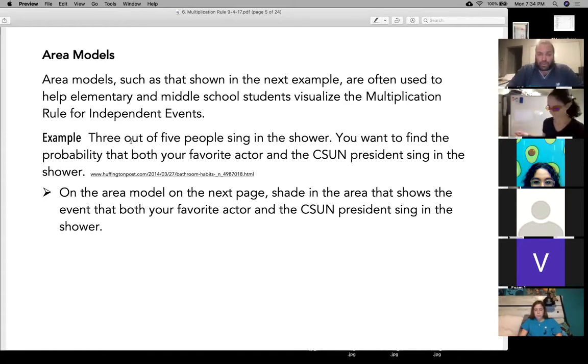Example: 3 out of 5 people sing in the shower. You want to find the probability that both your favorite actor and the Sesame president sing in the shower. So the first question you have to ask yourself is, would your favorite actor singing or not singing and the Sesame president singing or not singing be independent events? Would one affect the other?